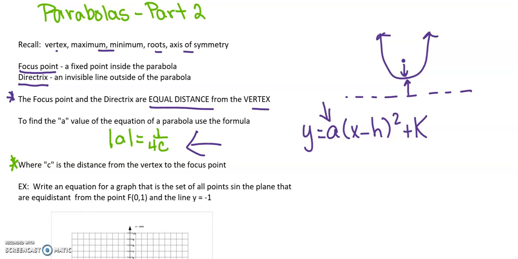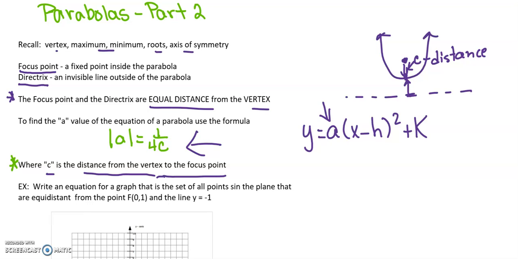Now C is not the C within a parabola or a polynomial. C represents the distance from the vertex to the focus point or the directrix, either one. So this distance is your C value. It's the distance here, okay? Distance from the vertex to the focus point, or vertex to the directrix, all right? That distance is what your C is.